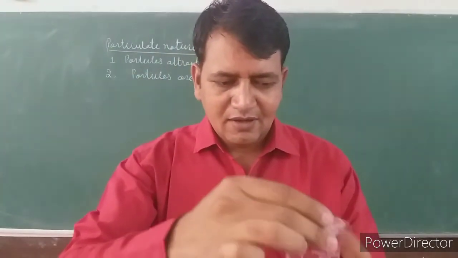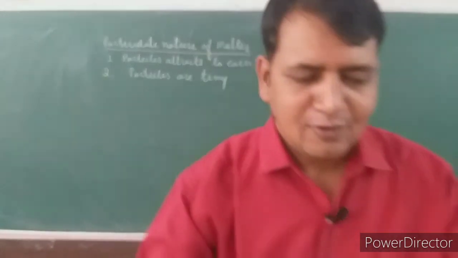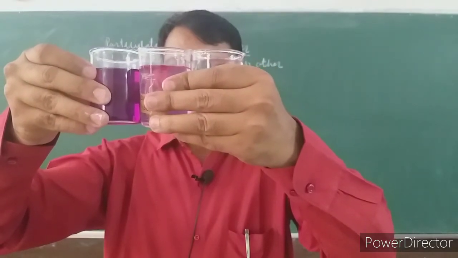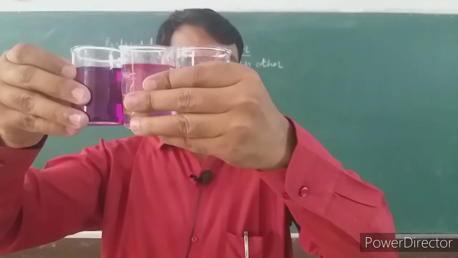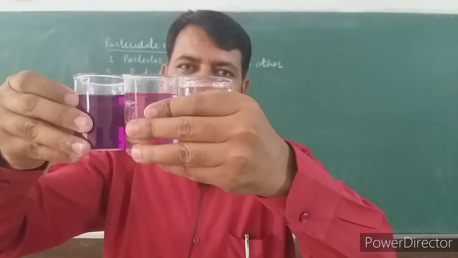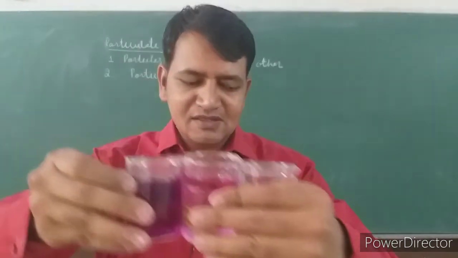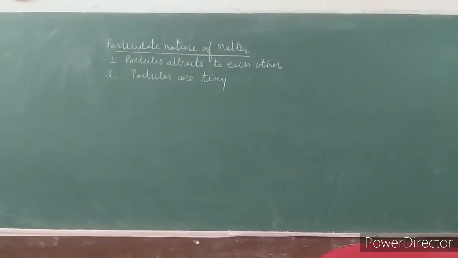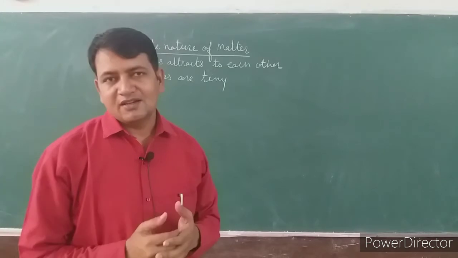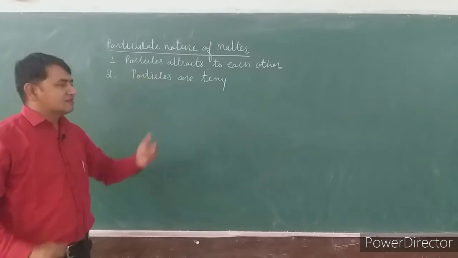If we observe all these three beakers, you can clearly see that the first beaker is darker in color, the second is a little lighter, and the third is lighter still. But the particles of KMnO4 are present in the third beaker also and give color to the water. It means the particles have a very small size, and in spite of that, they show their existence. So this is the second characteristic of particles: particles are tiny.